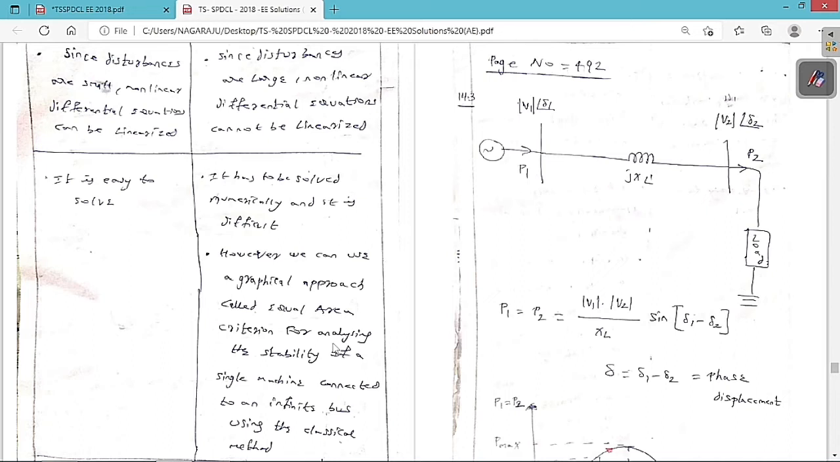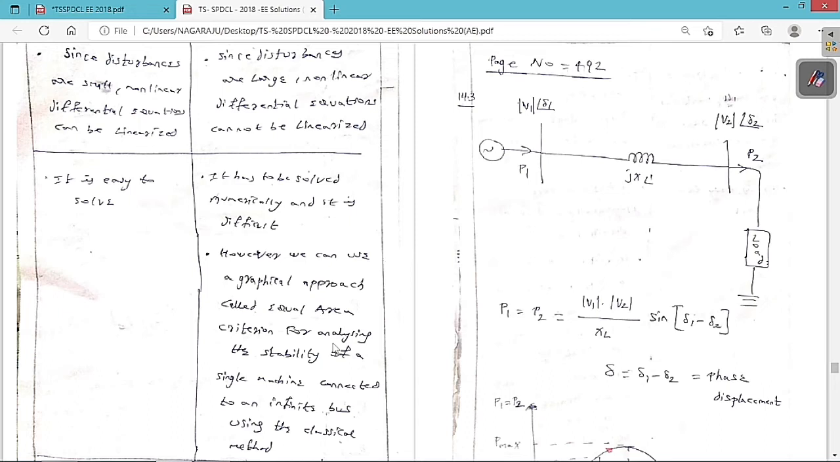For rotor angular stability, the condition for stability is only d delta by dt equal to 0. Rotor angular stability is the ability of the interconnected synchronous machines of a power system to remain in synchronism even after being subject to disturbance. I already told you disturbances are of two types. One is the small disturbance or small signal stability. The second is the large disturbance or transient stability.